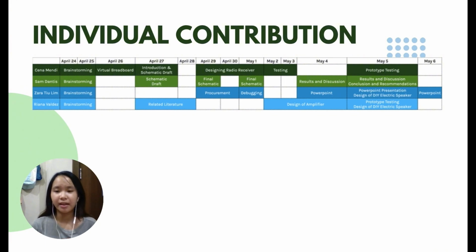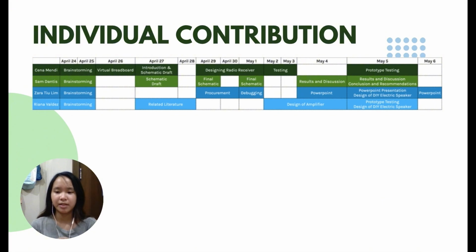I'm Sana, and I assume the position of a leader in this project, here to present my individual contributions as seen in our Gantt chart. From April 24 to 25, I actively participated in the brainstorming phase, which consisted of 2 Zoom meetings where we finalized the concept and overall system flow for our radio. This helped align our design direction and identify necessary components.